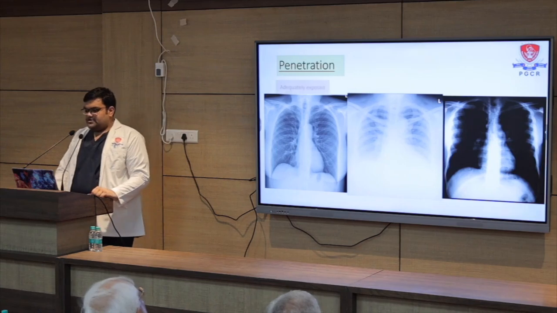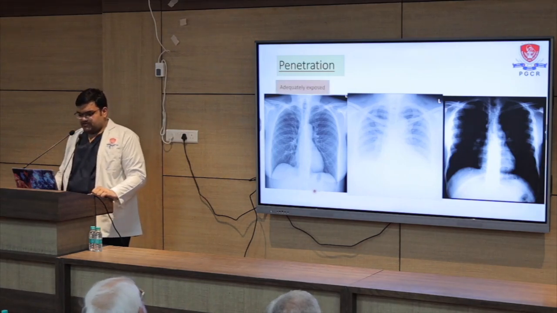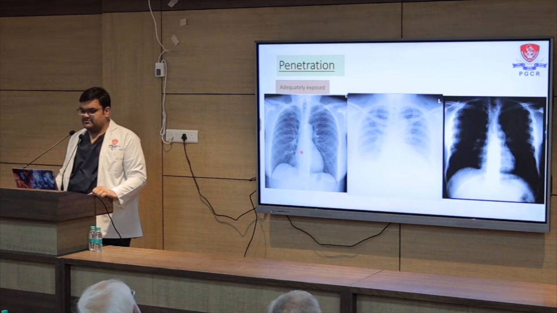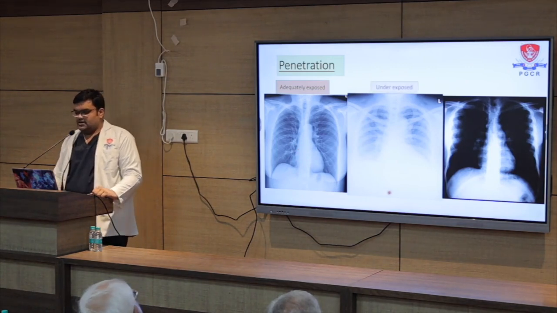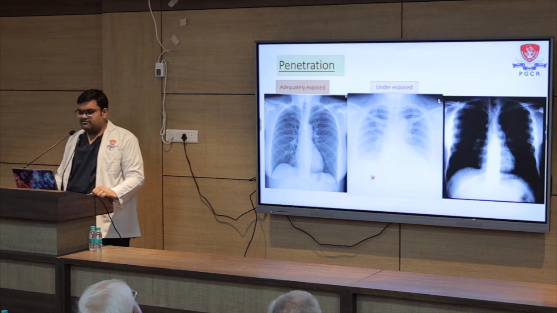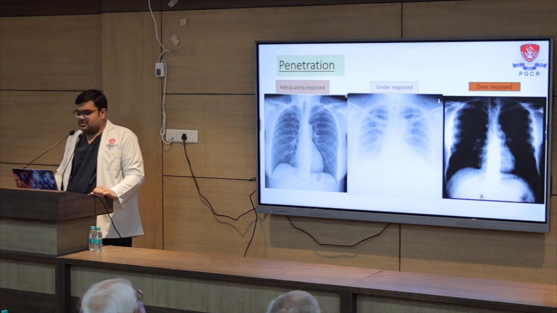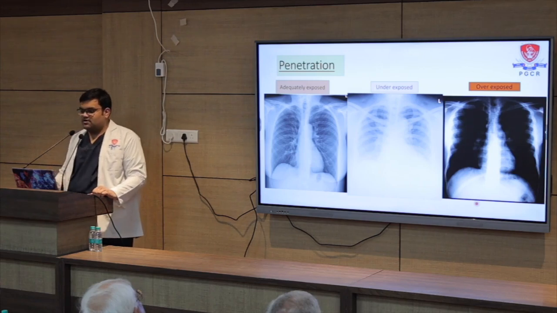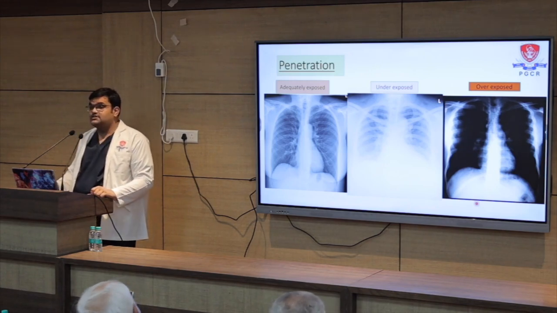So, in a well-penetrated and well-exposed chest radiograph, the vertebral bodies are just discernible through the heart on the frontal film. In an underexposed film, the film is too soft and the details get missed out. They can mimic or hide conditions like consolidation and effusion. On overexposure, the lung fields are too dark or too lucent. The lung markings become faint. So this can mask pathologies like nodules and interstitial disease.